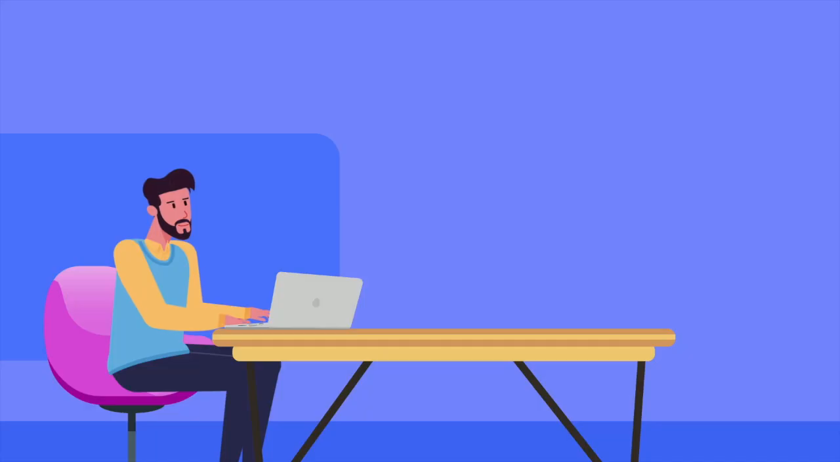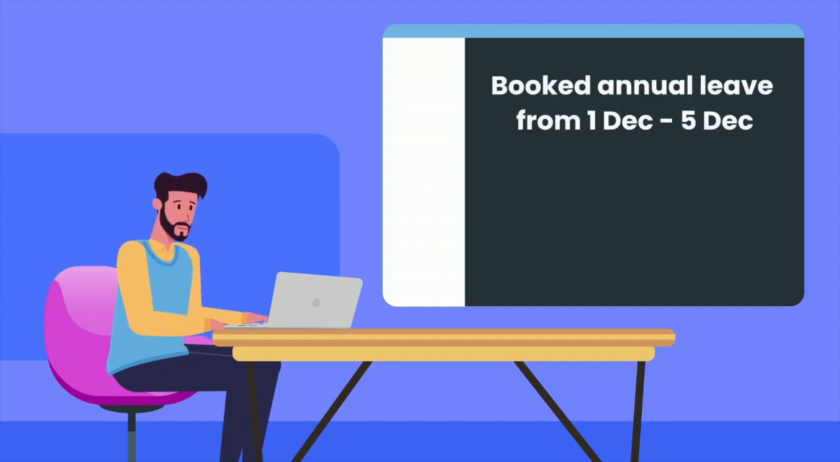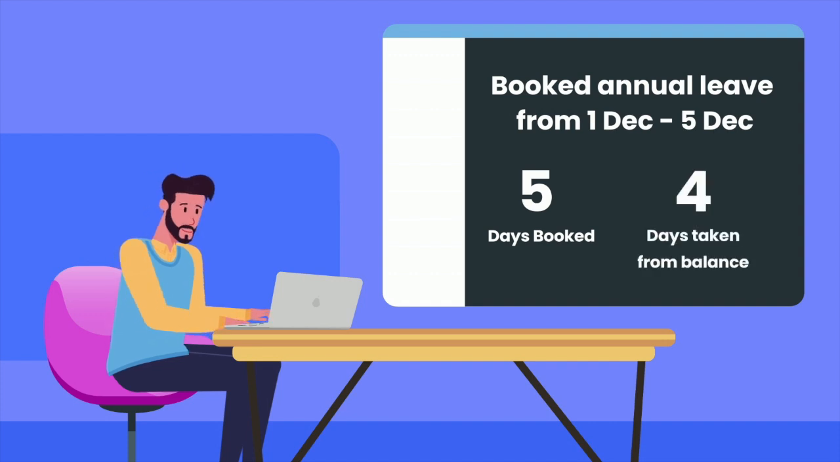Once holidays are set up in your system, when staff book leave, these holidays will not be deducted from the balance. So with this example, if someone was to book annual leave from the 1st of December to the 5th of December, the system would account for the 1 day of holiday, and while 5 days were booked, only 4 days would be taken from the balance.